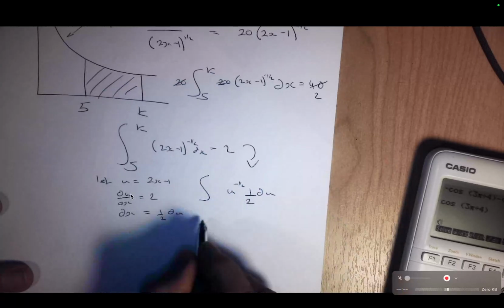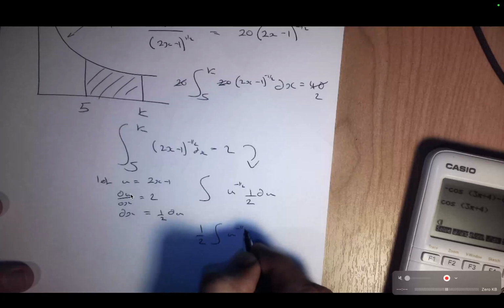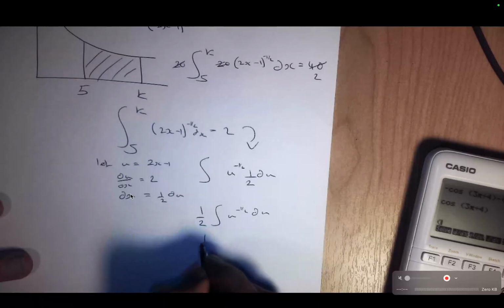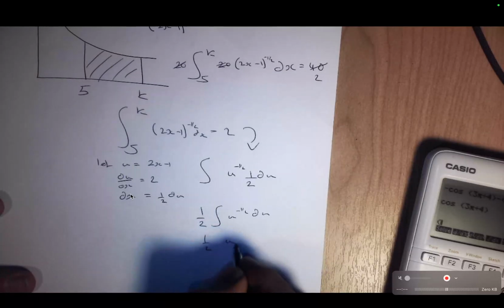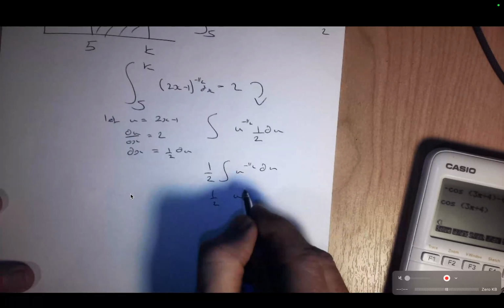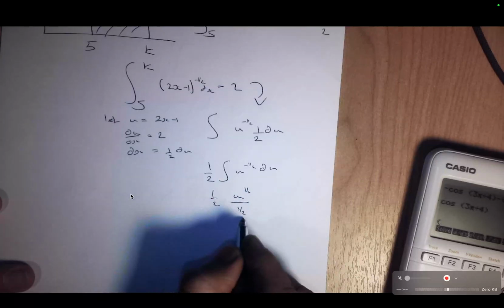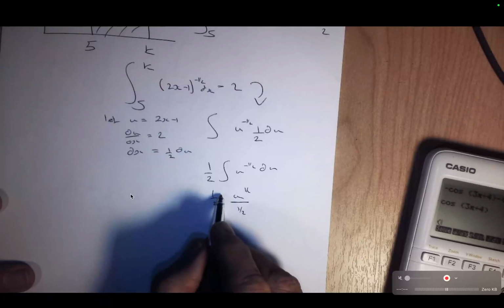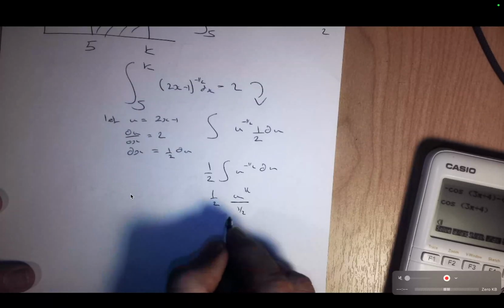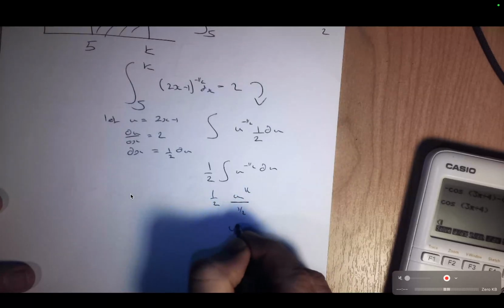And let's keep going with this. That half pops out the front. Integrate u to the negative a half du: a half, u. What happens? Add on 1, so negative a half becomes positive a half, and divide by a half. And what happens to that half there? That half is going to jump up and become a 2, and the 2 is going to cancel out. So our expression becomes u to the power of a half.